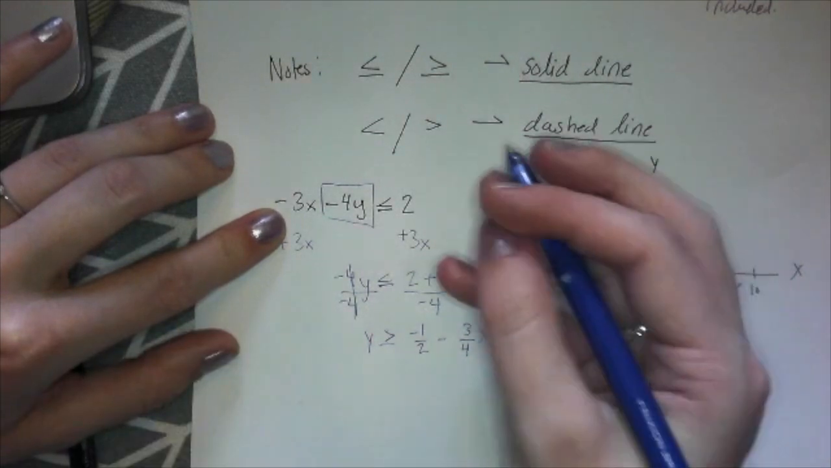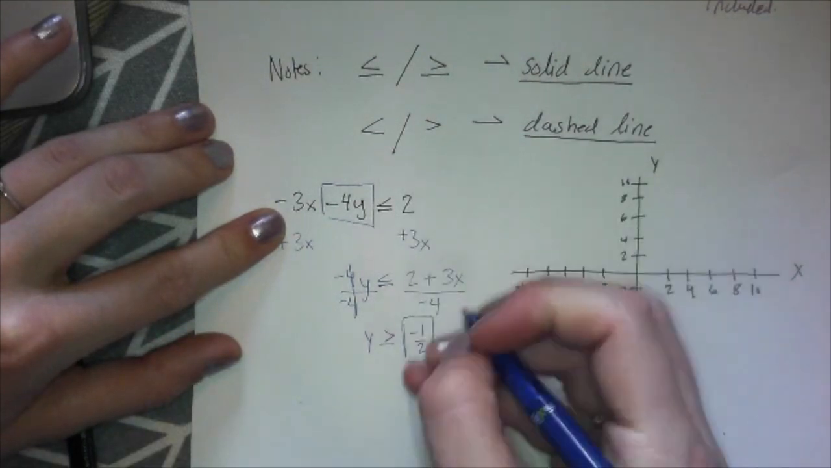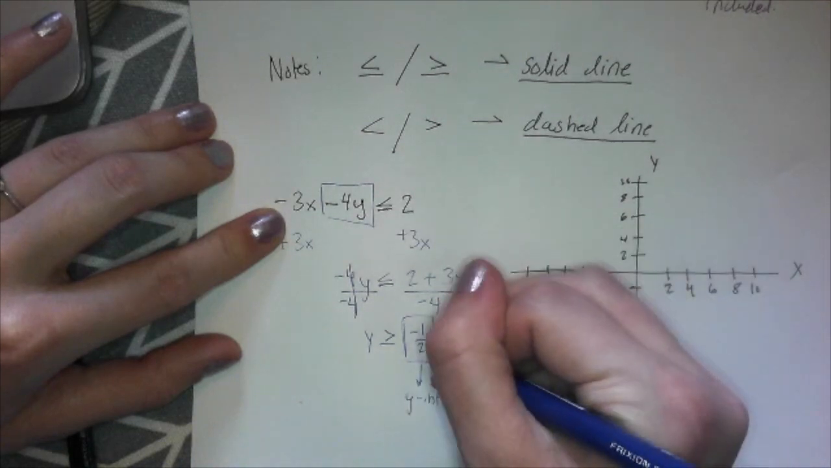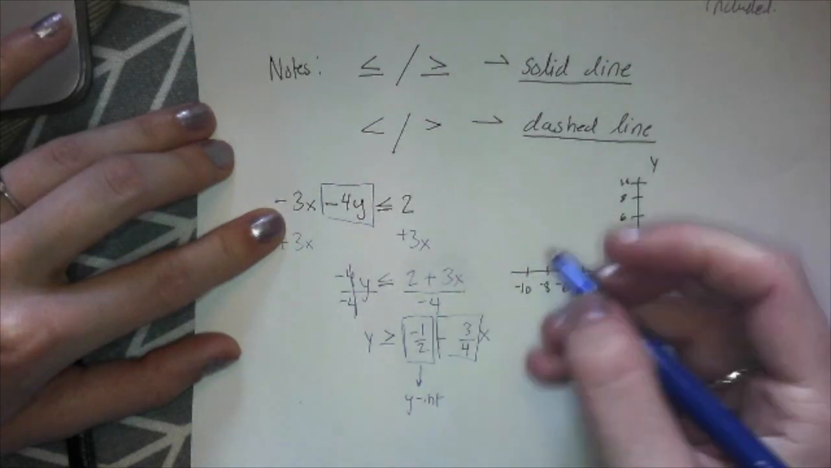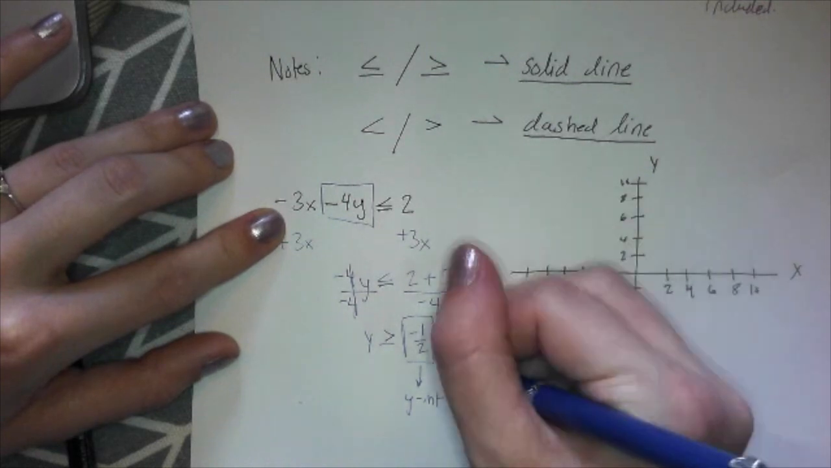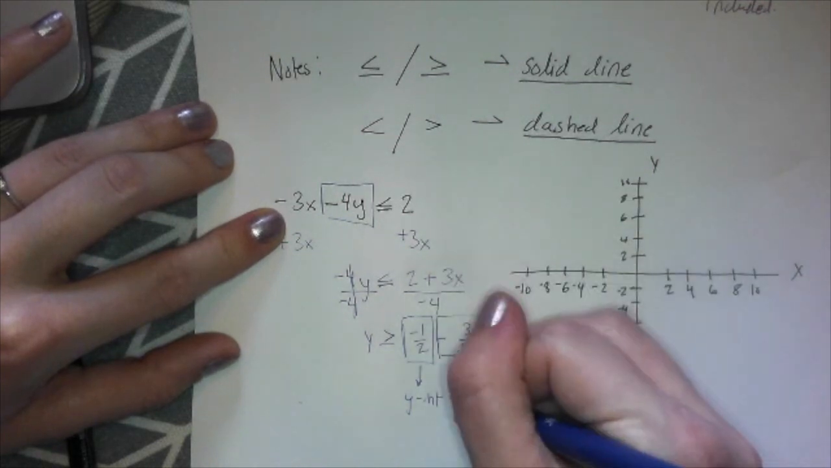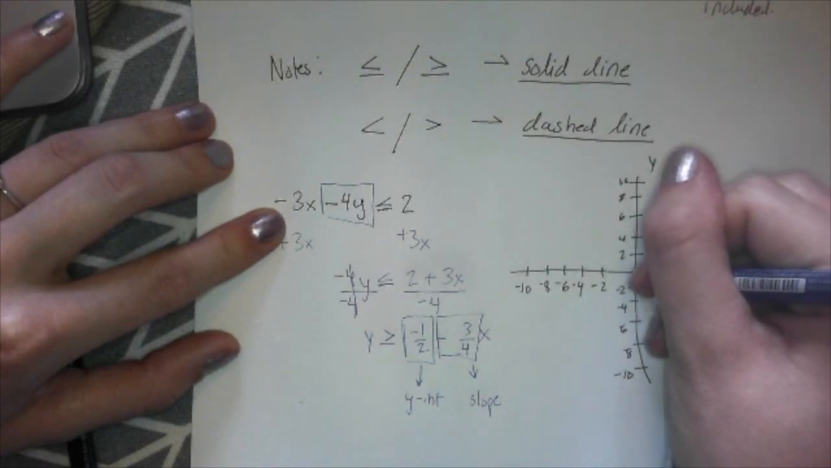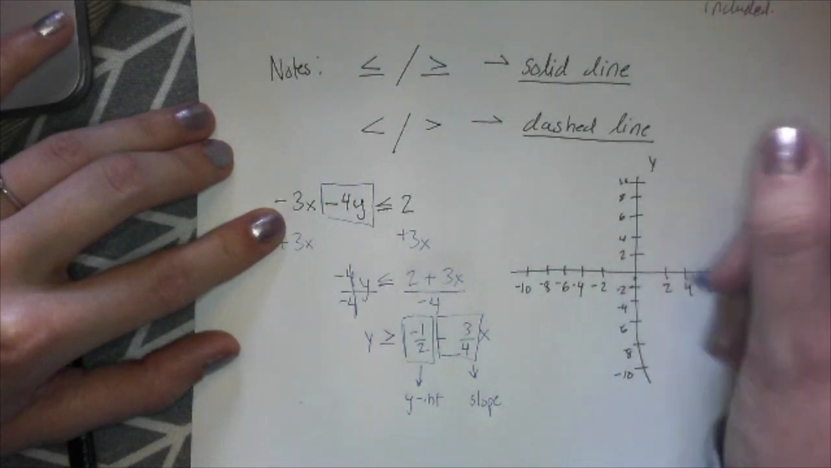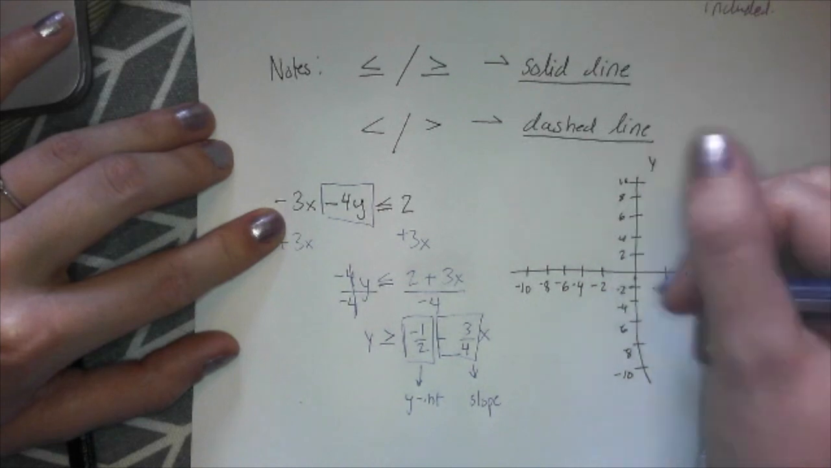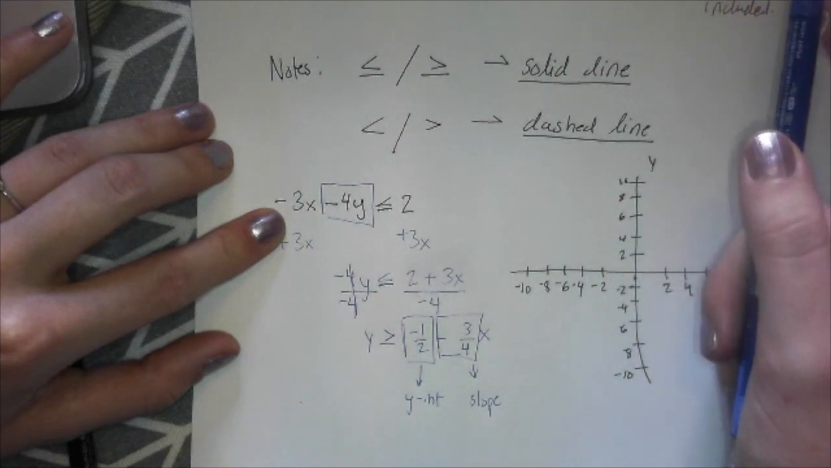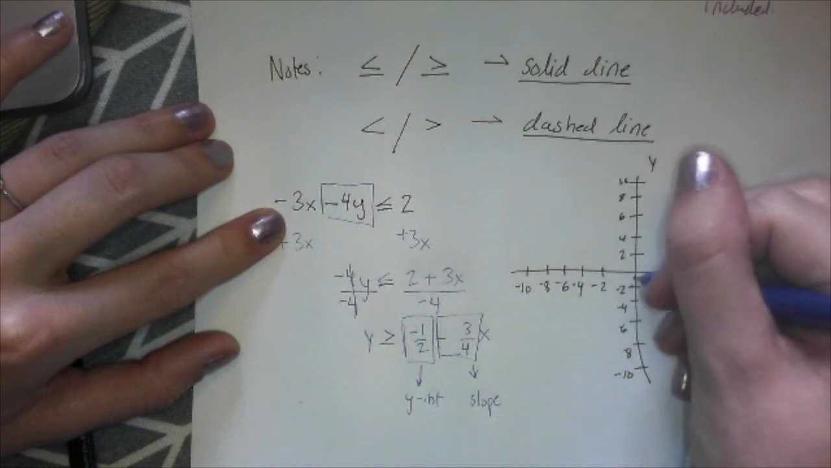All right, so we can see our y-intercept right here. And this right here, our negative is included in the slope. So don't forget to include the negative when you're finding the slope. Okay, so we're going to start at negative 1/2, which is going to be probably somewhere around here. And then we are going to go down 4.